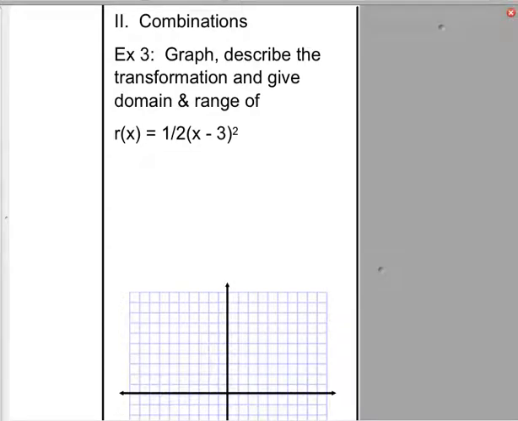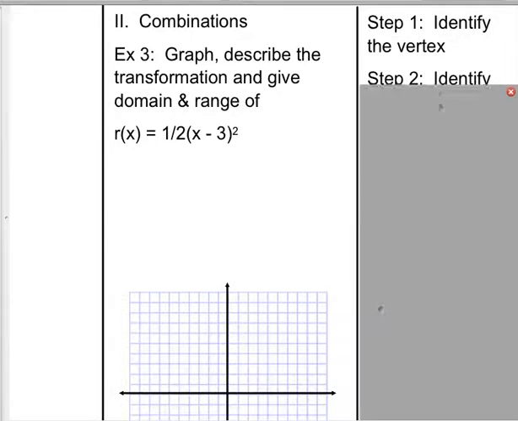So now we're going to take a look at graphing any type of transformation to our parent function. We're going to do three things: graph, describe the transformation, and still continue to focus on domain and range. All right, step one. Still similar to our steps for the domain and the range, identify the vertex.